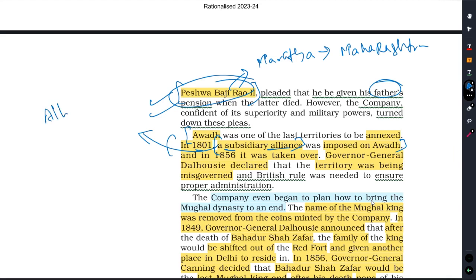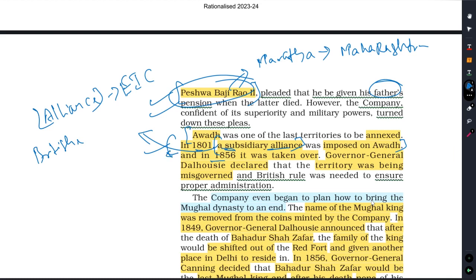See, if any local ruler accepted the alliance, the British would help this local leader whenever an opposing side waged a war against him. But in return, he had to keep British army officers in his court and he shouldn't take any decision on his own. He had to take decisions from the British East India Company. So, this is all about the subsidiary alliance.